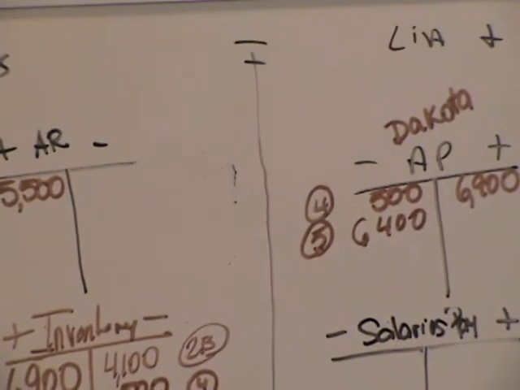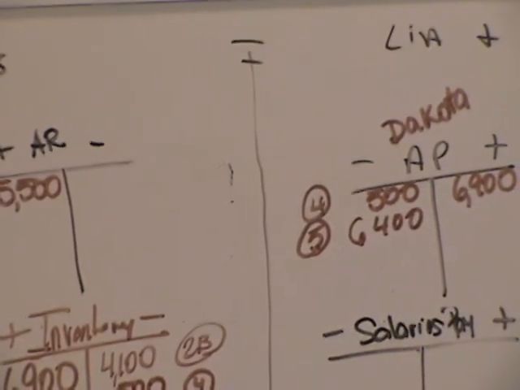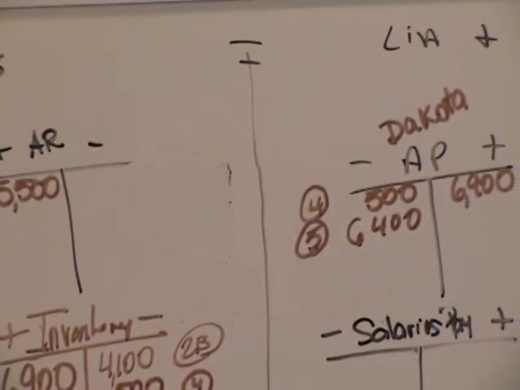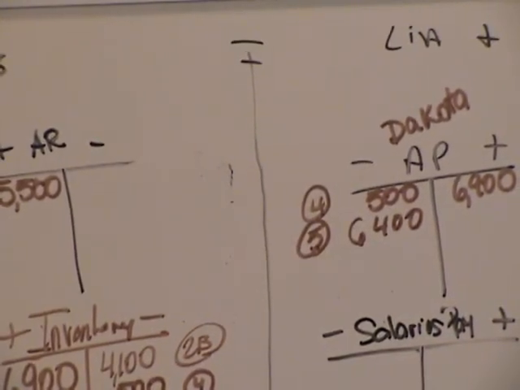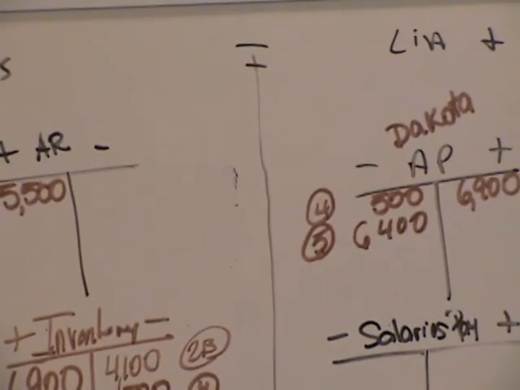Another way is, since it's 1% off, that means they're going to be paying 99%. You could have multiplied 6,400 times 0.99, and you would also have got 6,336.